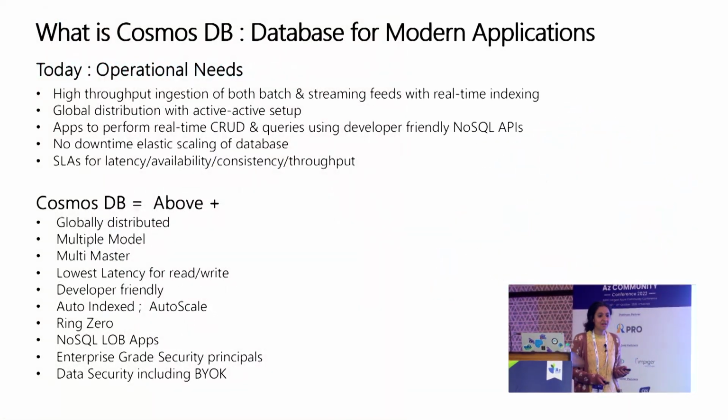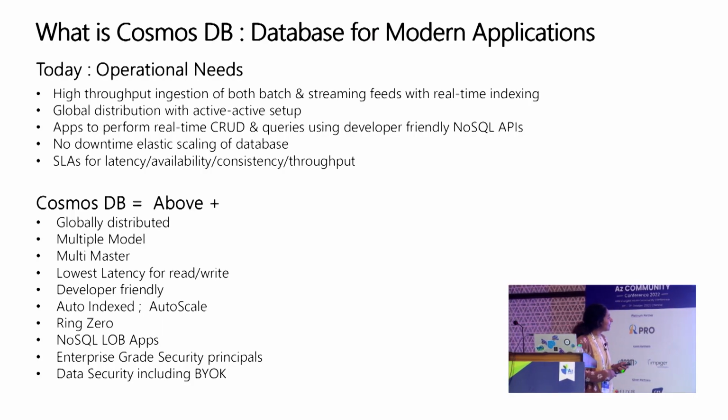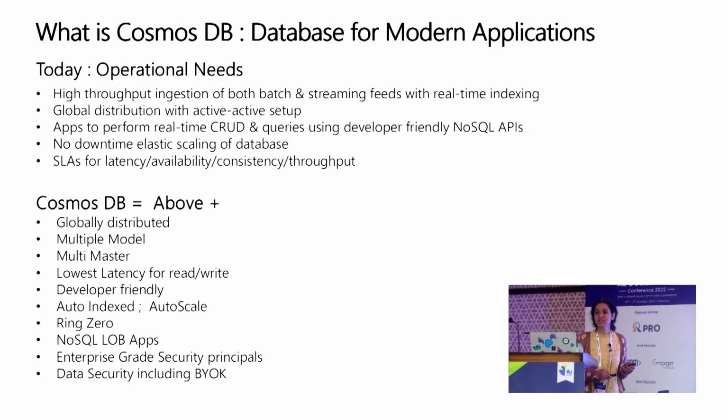Let's keep going forward. So, today operational needs of databases require high throughput across batch and streaming and real-time data with real-time indexing, global distribution with active-active setup, and apps performing real-time CRUD with developer-friendly NoSQL API components. As you're scaling, you want to have very minimal downtime as you're scaling your backend data components, and you want a good SLA across availability, throughput, storage, consistencies, and so on and so forth, right.